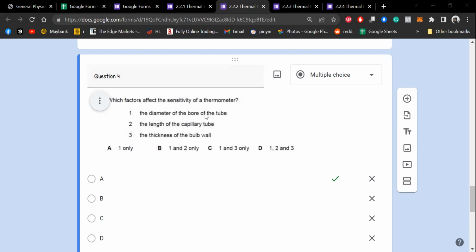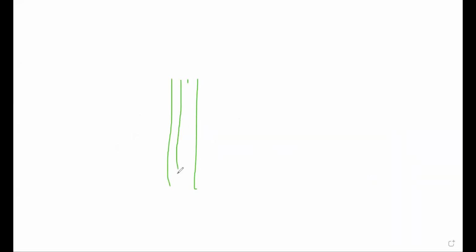So the ball and the bulb are different? No, the ball of the tube. So it's the hole in the tube. If I were to draw it, it's going to be something like this here. This is the tube, right? The hole inside this is called the ball, which is essentially the diameter of the tube. Understand? Oh, yeah. So this is what you're supposed to interpret from that.